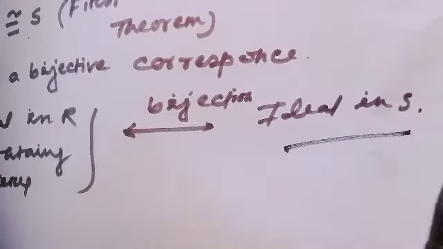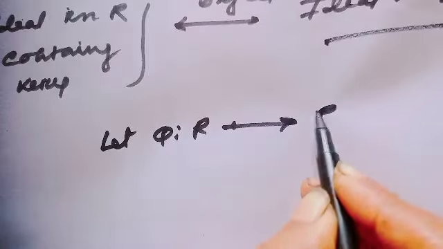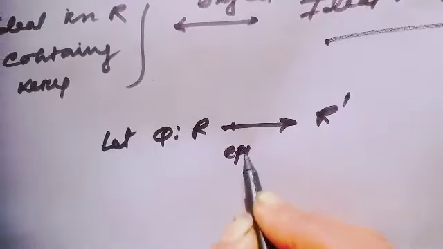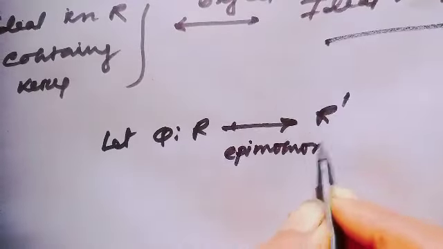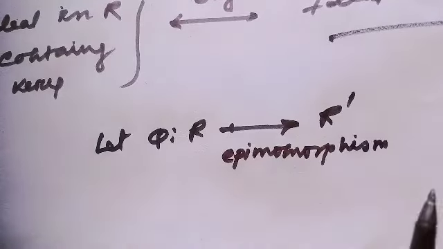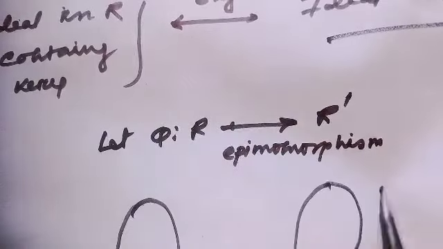and ideals in S. The picture looks like this: let φ be a mapping from R to R', and this mapping is obviously an epimorphism. Epimorphism means, we all know, ring homomorphism and onto. Then at first see the picture. This is R and this is R'.